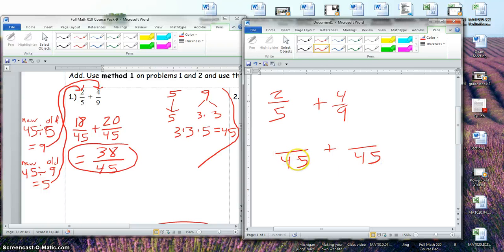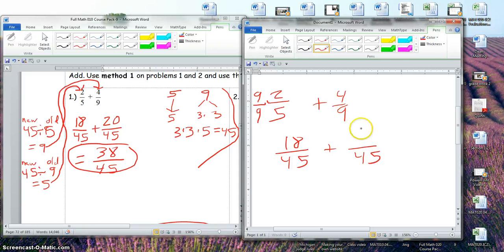But now remember, we could still do it like we did before. We take the new denominator divided by the old, or we could say the original. 45 divided by 5 gave us 9. So what really happened here was we multiplied this numerator and denominator by 9. And we know that 9 over 9 is 1, and 1 times 2/5 is still 2/5. So it really didn't change the problem. So we had 9 times 2 is 18, and 9 times 5 gave us 45.